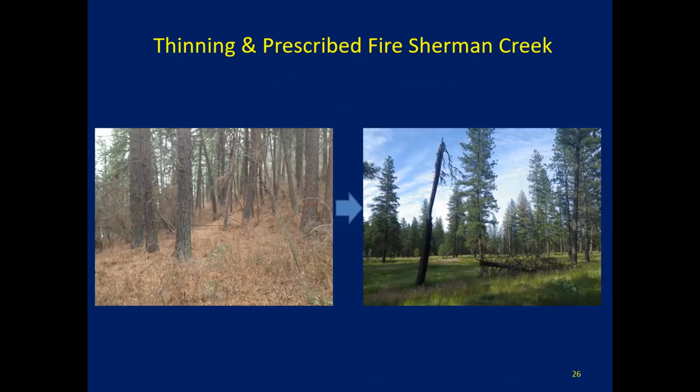Again, just another picture of thinning and prescribed fire combination. And that is actually the way it looks there on the Sherman Creek Wildlife Area when you go up Highway 20 out of Kettle Falls headed towards Republic. It's just beautiful. We're seeing more native grasses. We're seeing more shrubs to help our wildlife that feed on that area in the wintertime.